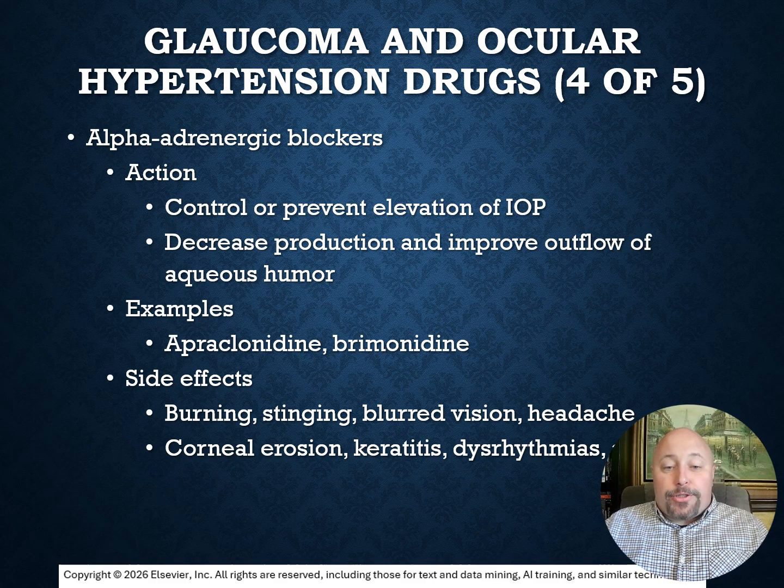Alpha adrenergic blockers. These control or prevent elevations in intraocular pressure. They also decrease production and improve the outflow of aqueous humor. Examples would be things like apraclonidine. The side effects would be things like burning, stinging, blurred vision, headache, corneal erosion, and dysrhythmias.